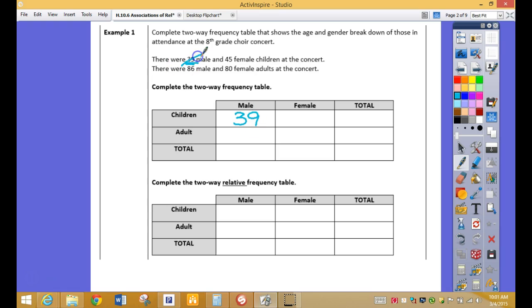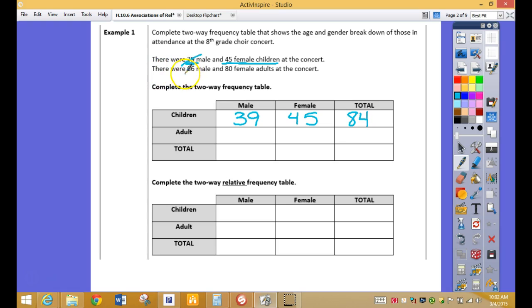39. Good. Where do you want 45 females to go? Female children. Row 1, column 2. Now we can figure out the total. Add them up. 39 plus 45, you get 84.